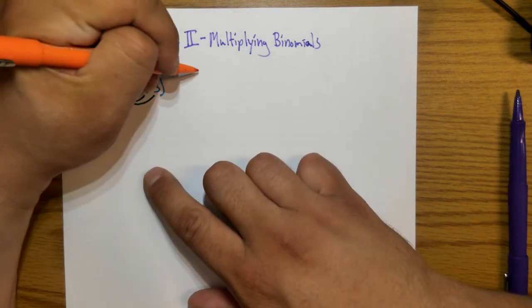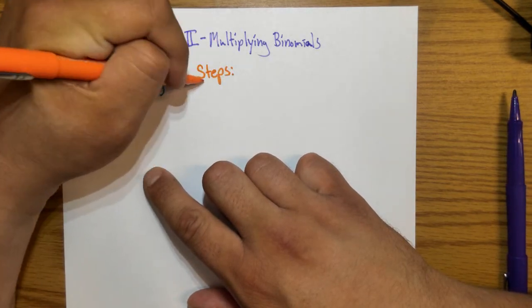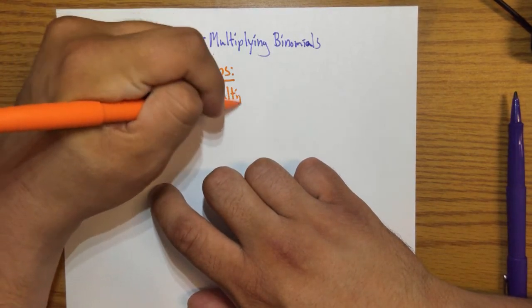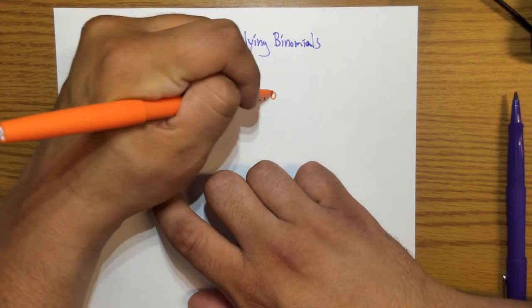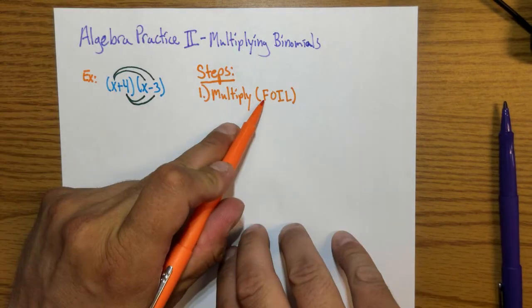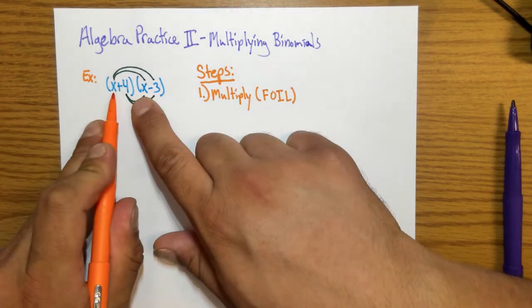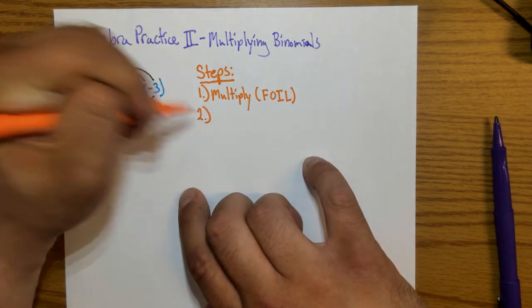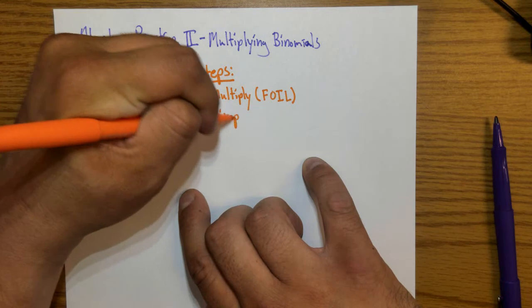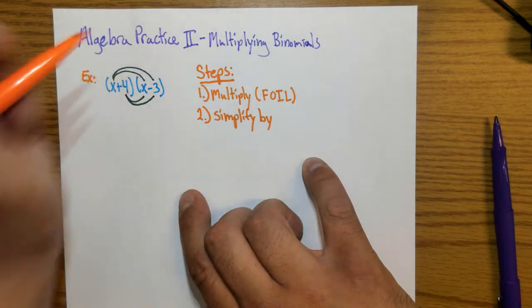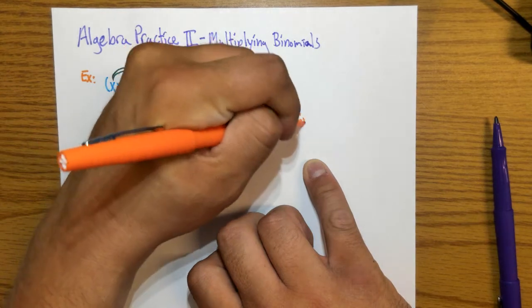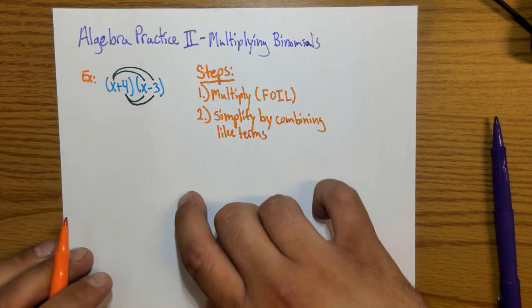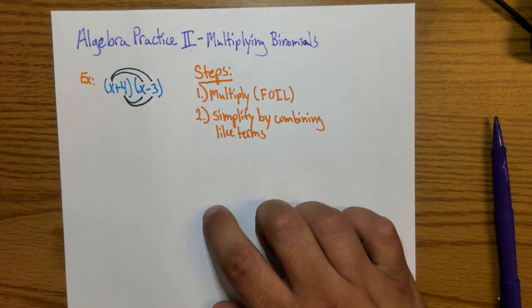So I guess we could write the steps out for that, and there are only two. Step 1, we want to multiply, and I guess we could write in here FOIL. FOIL is an acronym. It stands for first, outer, inner, last. Multiply the first together, the outer together, the inner, and then the last ones together. And then step 2, we can simplify by combining like terms. There we go.